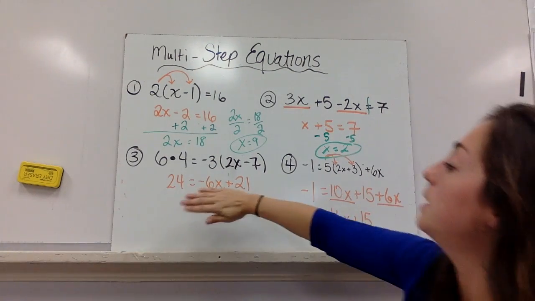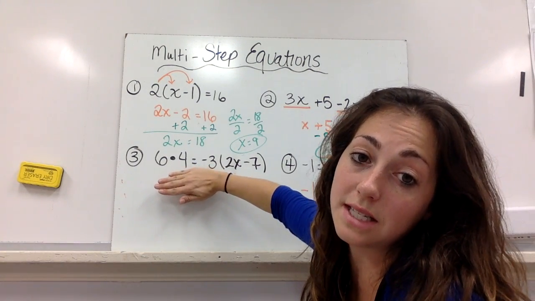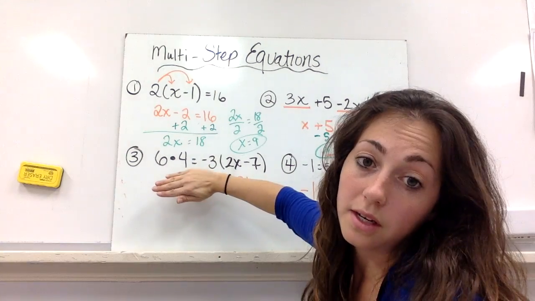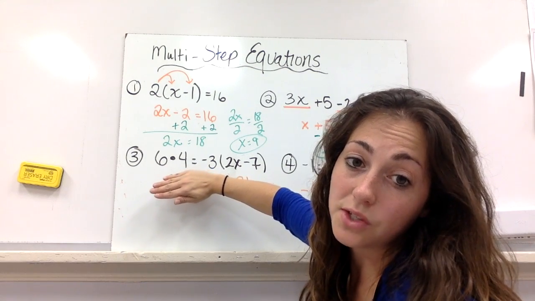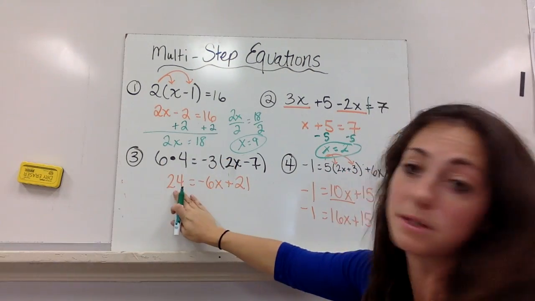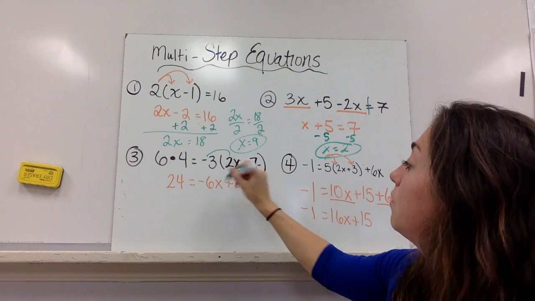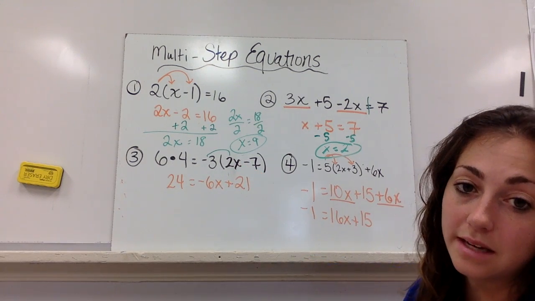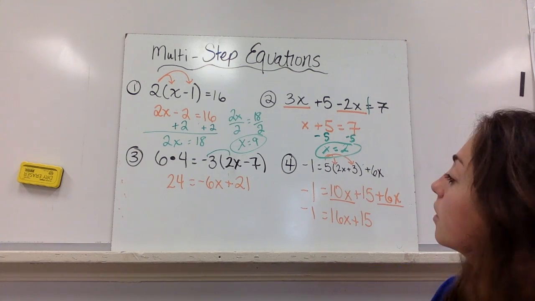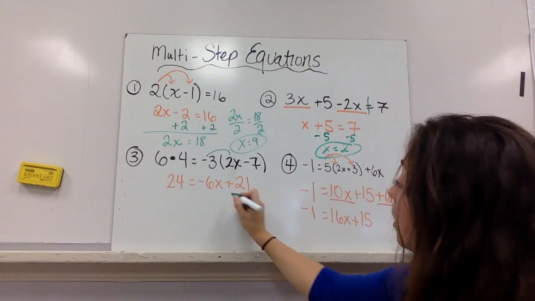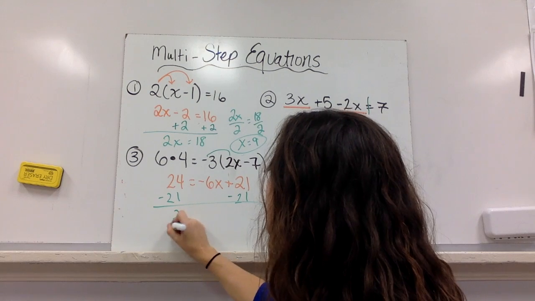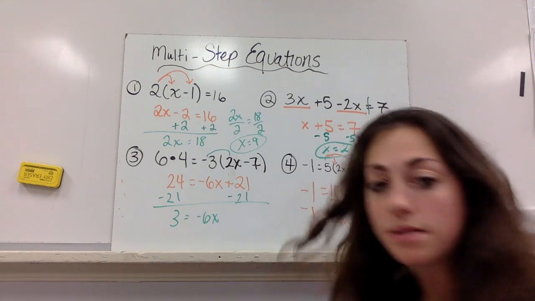Cool. Number 3, we've got a multi-step. On the left side, 6 times 4. On the right side I have negative 3 times the quantity 2x minus 7. So first I can multiply 6 times 4, that's my 24. Here I can distribute negative 3 times 2x, that's negative 6x. And negative 3 times negative 7 is positive 21. So now it's a two-stepper. Subtract 21, and I have 3 = -6x.